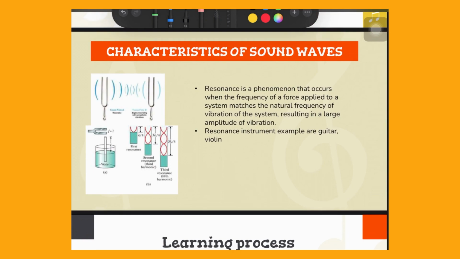The other characteristic of sound is resonance. Resonance is the phenomenon that occurs when the frequency of a force applied to a system matches the natural frequency of vibration of the system, resulting in a large amplitude of vibration. The resonant instruments are such as guitar and violin. For example, tuning fork A vibrates, and then it will make tuning fork B vibrate too, because tuning forks A and B have the same frequency. So it will be resonance.